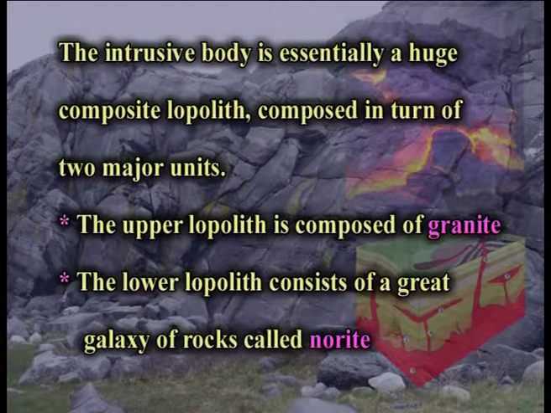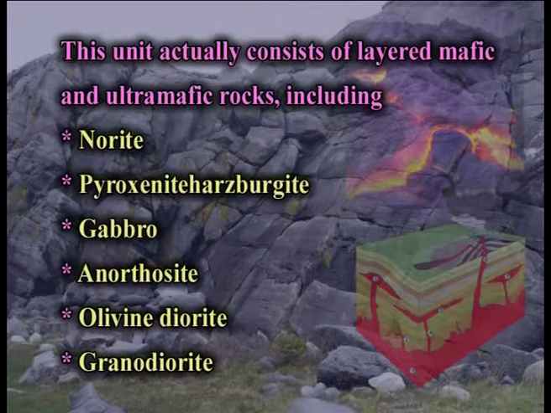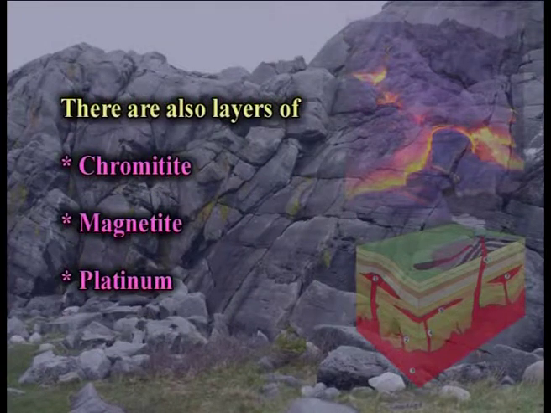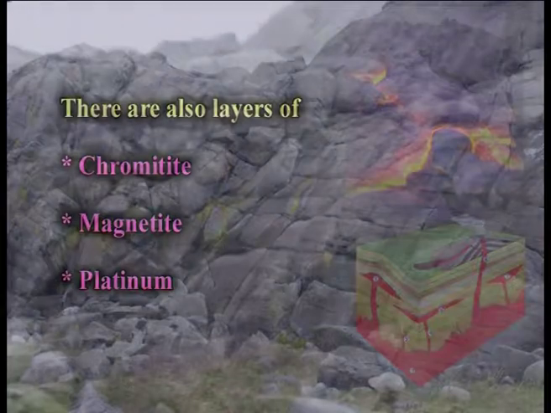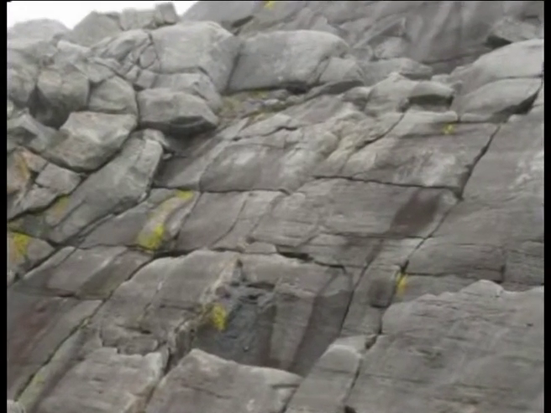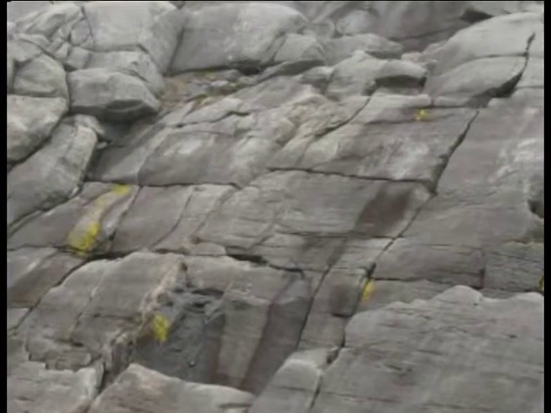The lower lopolith consists of a great galaxy of rocks called norite. This unit actually consists of layered mafic and ultramafic rocks including norite, pyroxenite, harzburgite, gabbro, anorthosite, olivine, diorite and granodiorite. There are also layers of chromitite, magnetite and platinum. The great diversity of rocks is due to successive intrusions and the gravitational settling of minerals. Each of the two lopoliths is several kilometers thick. At Sudbury, Ontario, a large intrusion with associated nickel ores has been interpreted as a lopolith.